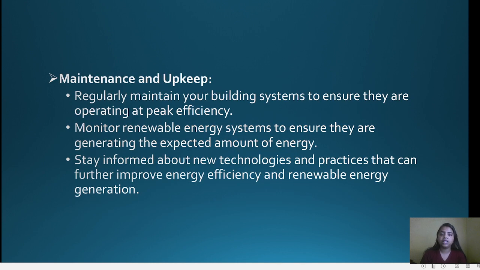Maintenance and upkeep. Regularly maintain your building systems to ensure they are operating at peak efficiency. Monitor renewable energy systems to ensure they are generating the expected amount of energy. Stay informed about new technologies and practices that can further improve energy efficiency and renewable energy generation.